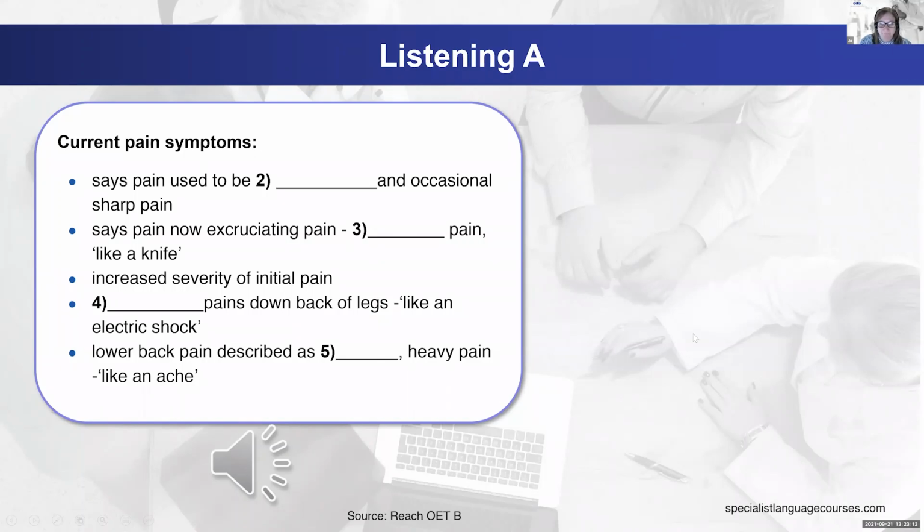I see. Could you tell me what the pain's like now? Well, before I used to get a bit of cramping with the odd sharp pain. During the last few periods, I've been getting the most excruciating pain, a stabbing pain like a knife going into my insides. I still get the cramping pain as well, only worse than before. Sometimes I get shooting pains down the back of my legs as well, a bit like an electric shock. What about back pain? Yes, I sometimes get a dragging pain in my lower back. It's more of an ache, really, a heavy feeling.